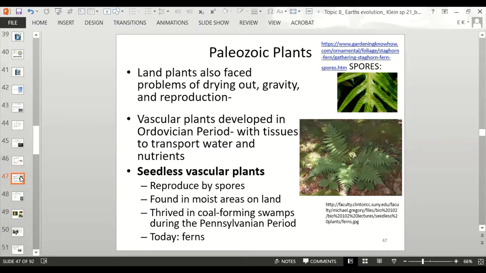And what about plants? Land plants also face problems of drying out. They face problems related to gravity and reproduction. So vascular plants developed in the Ordovician period, and these plants had tissues to transport water and nutrients. Now, if you were to look today at celery, like a stalk of celery, you can see tubes in the celery. Okay, so you could kind of think of it like that. There are tissues that allow for transport of water and nutrients through the plants, similar to in celery, where you have those tubes.